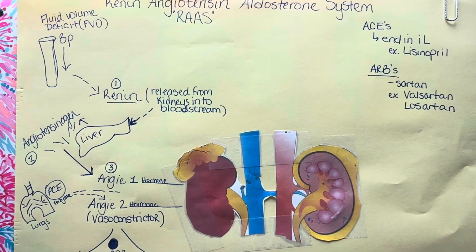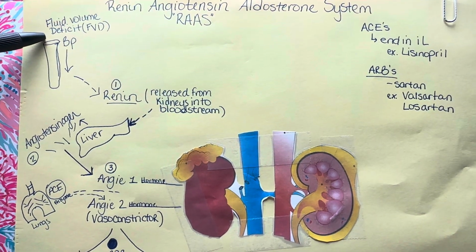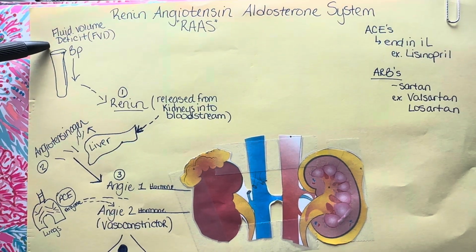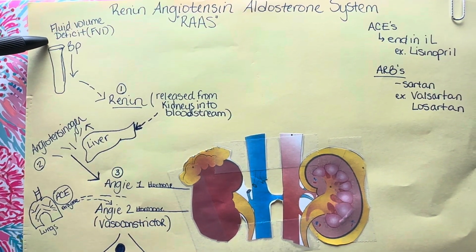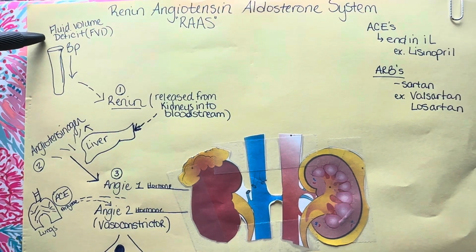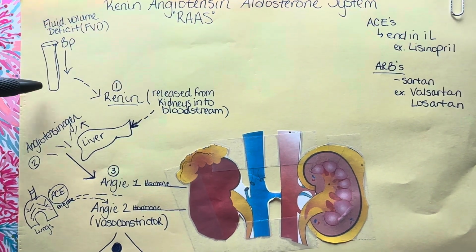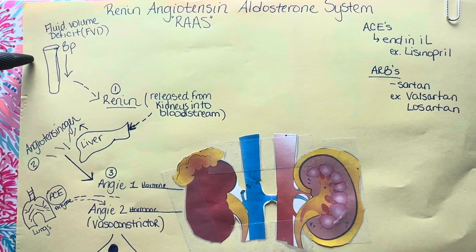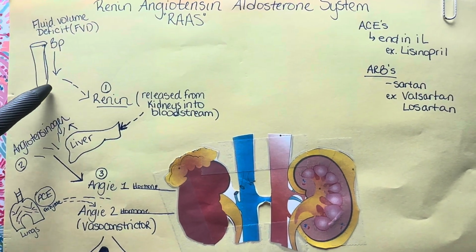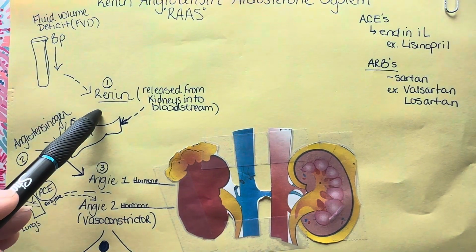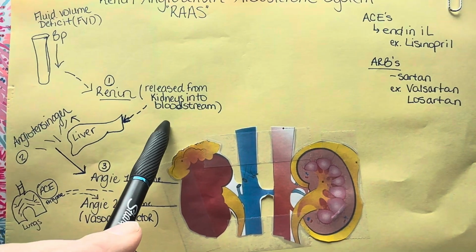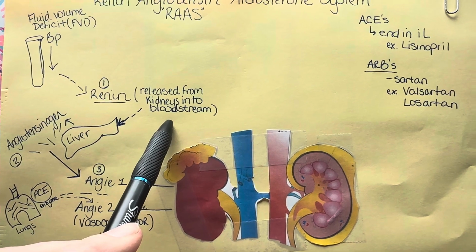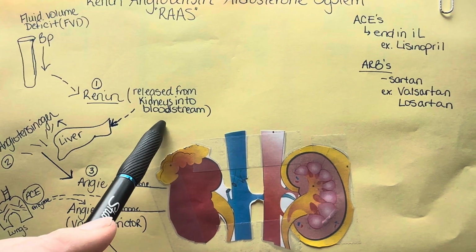So what happens is, say you have a patient who is hypotensive, okay? That could be from a fluid volume deficit. So your body recognizes this low blood pressure and stimulates the release of renin. Your kidneys are responsible for this. They release the renin into the bloodstream to start circulating.